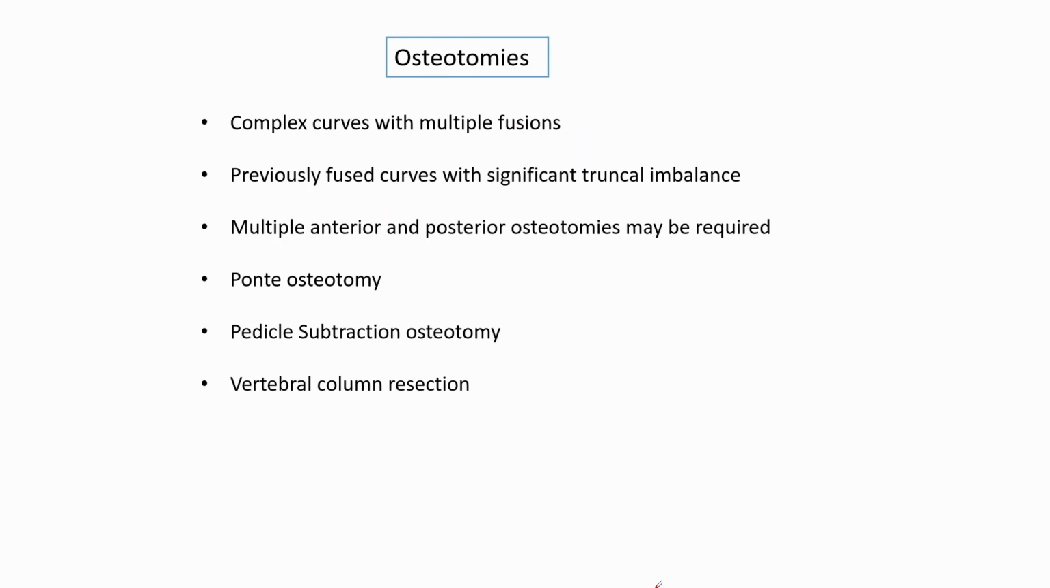Coming to osteotomies, these are more appropriate for complex curves with multiple fusions and previously fused curves with significant truncal imbalance. Multiple anterior and posterior osteotomies may be required, and the most commonly used osteotomies are pontiosteotomy, pedicle subtraction osteotomy, and vertebral column resection. So friends, this was a presentation on the evaluation and treatment of congenital scoliosis.